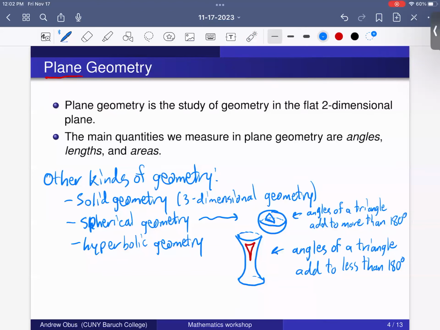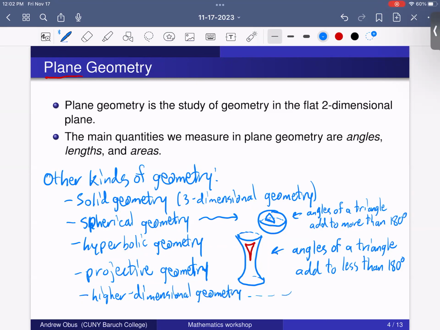I will say there's even more weird stuff. There's something called projective geometry, and the list goes on and on. I mean, you can even do higher dimensional geometry. Etc. Loads of different kinds of geometry, but the main things are plane geometry, and then to a small extent in high school, also solid geometry. So maybe we'll talk about that a little bit later on.